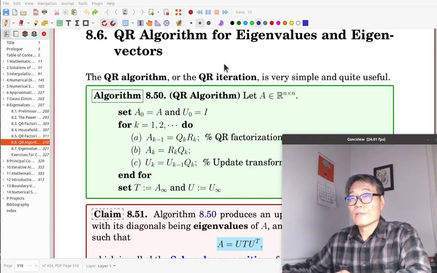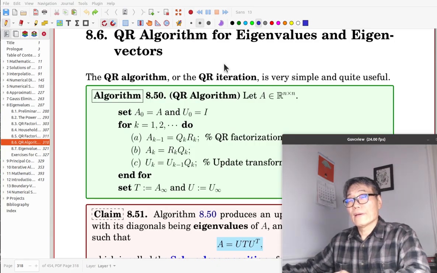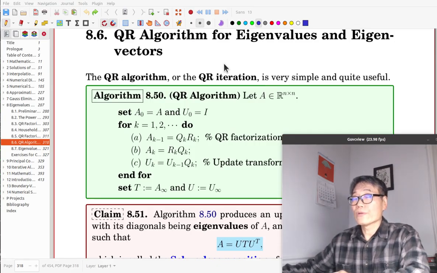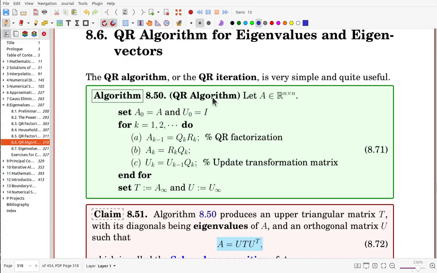In this section, we'll study the QR algorithm or the QR iteration, which is very simple and quite useful. Let's see the QR algorithm. The input is an n by n square matrix. We initialize the algorithm A0 equals A, and U0 is the identity matrix.